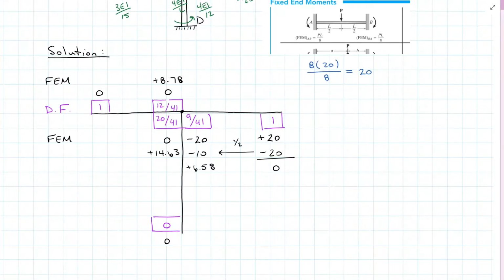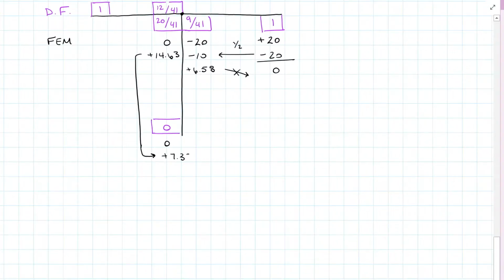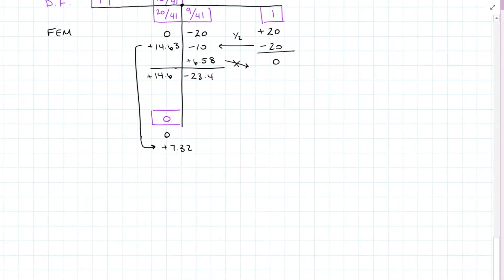Okay, now that we're in balance, I do not move half of this back here because it's a 3. Same thing here. Half of this does not move over because it's a 3. But half of this is going to go down here because we've got a 4. So that's going to be positive 7.32. Let me see. We're going to be in balance now, right? So summing that up, we have negative 23.4 and positive 14.6. And then our 8.78 is done here, 0 is done here, 0 is done on C, and 7.32 is done here.